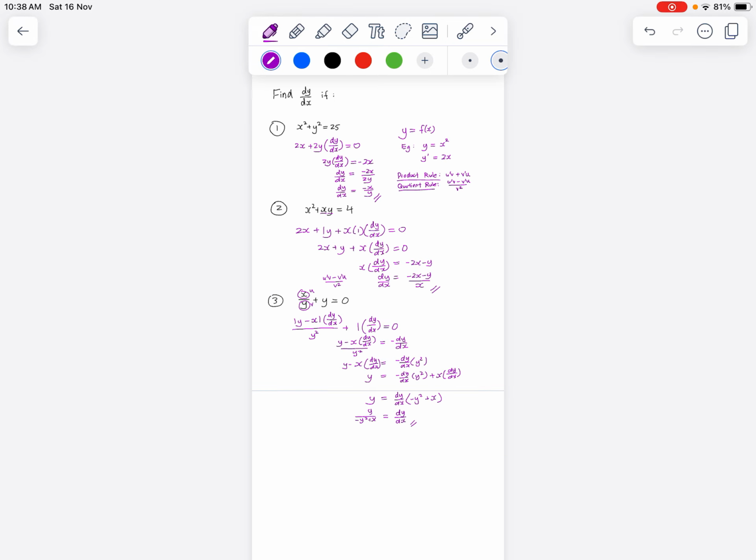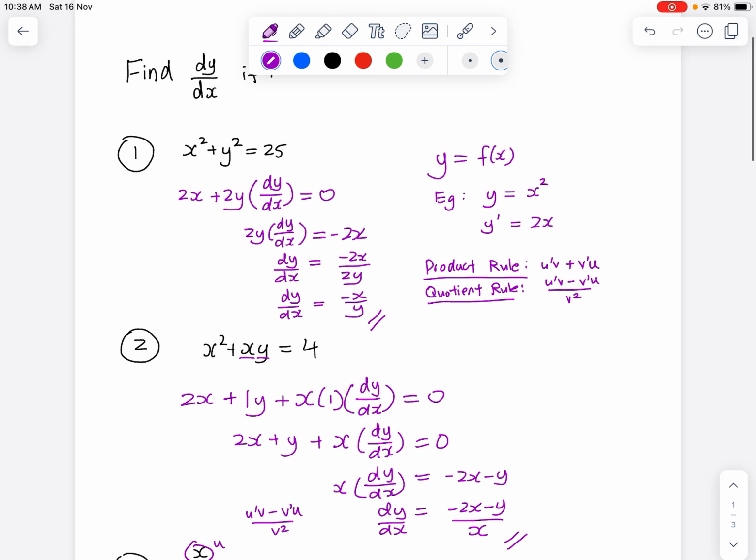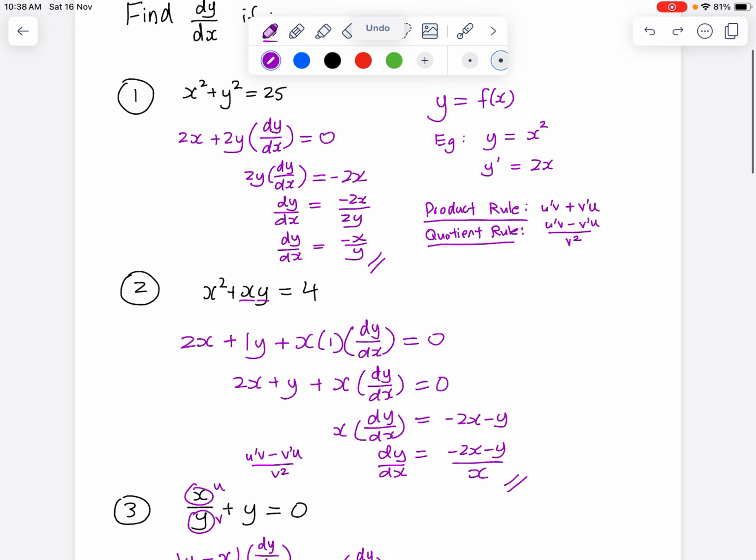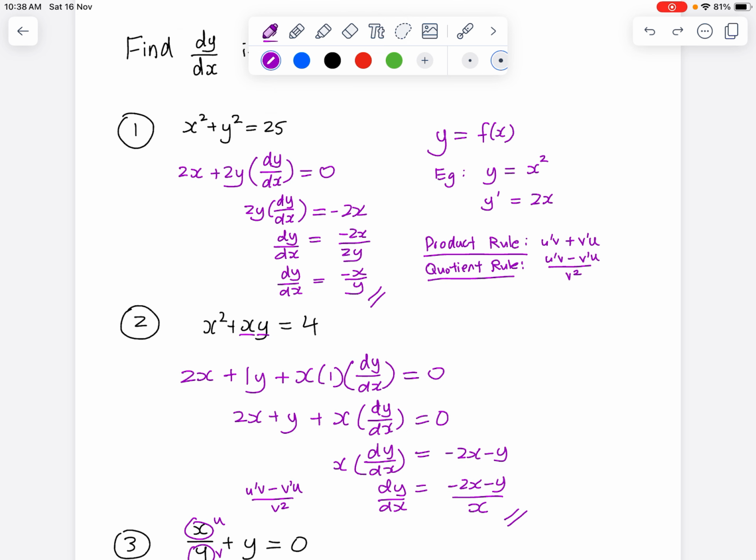So I hope this video helps. You can always use implicit differentiation when you have expressions like these where y is not by itself. And it's really useful because, as you can see, the process is not too hard. But sometimes people often make careless mistakes because they forget to multiply by dy by dx.